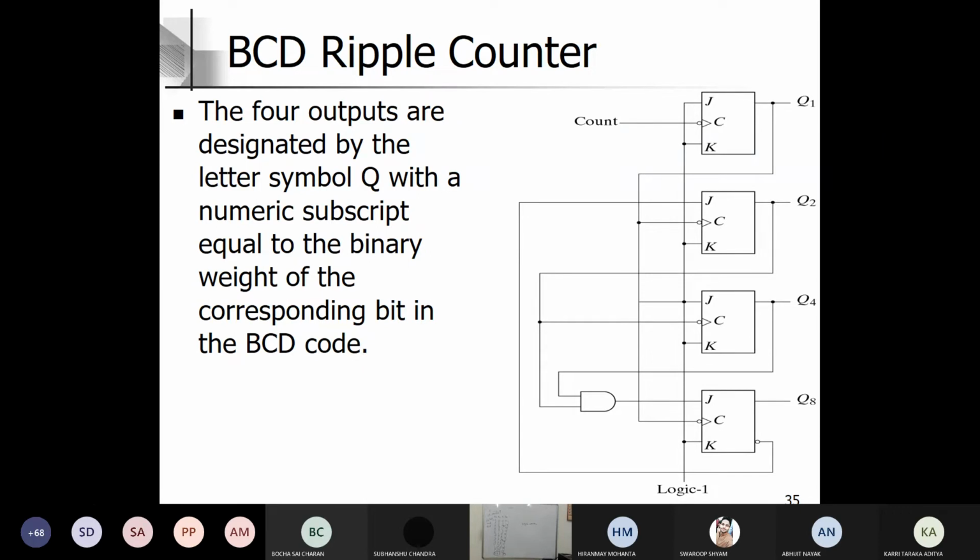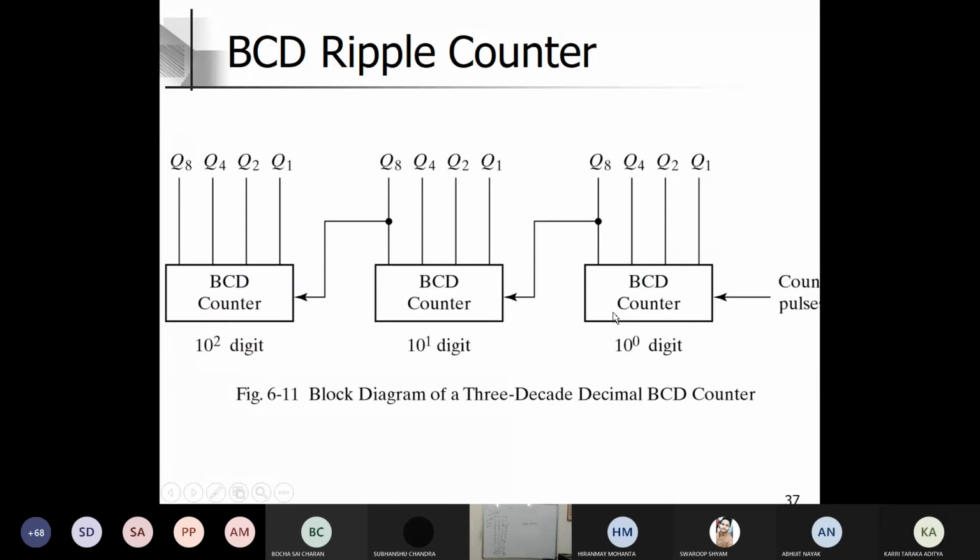Now, if at all you see another one, this is another specific one. Listen. If I want to count from 0 to 999, carefully observe, that means I can have cascade blocks, right? This is decade counter 1, this is another decade counter, this is another decade counter. Each goes from 0 to 9. Then I can cascade them, right? Can this particular system work? Just see, 0 to 999 it will come.